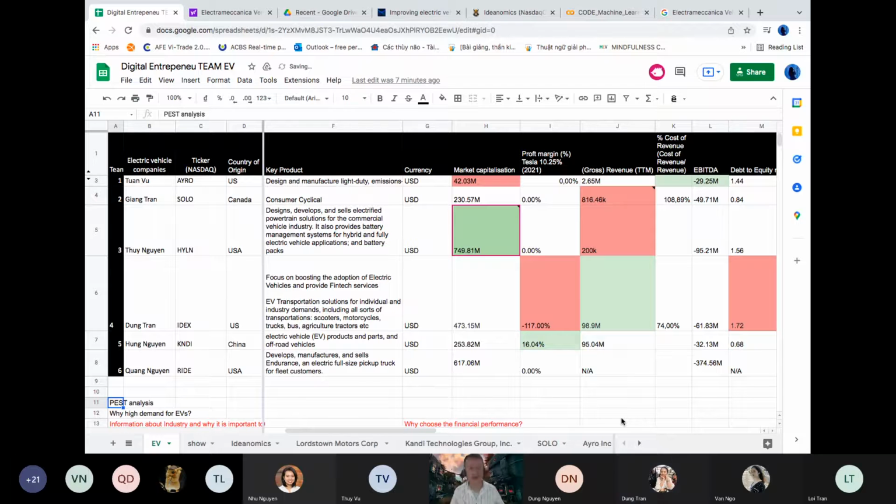Well done, very good. You're beginning to understand how to pick the appropriate numbers for this industry. Thank you very much, Team EV, very impressive.